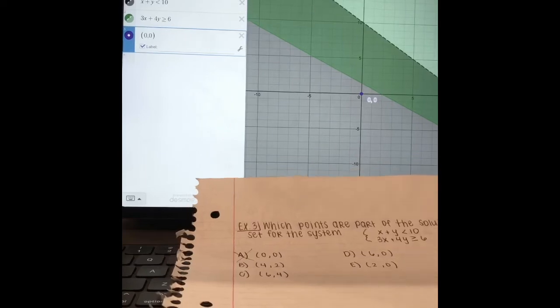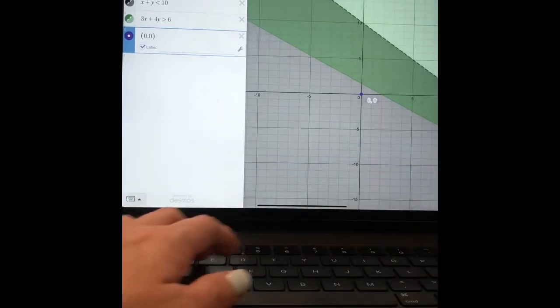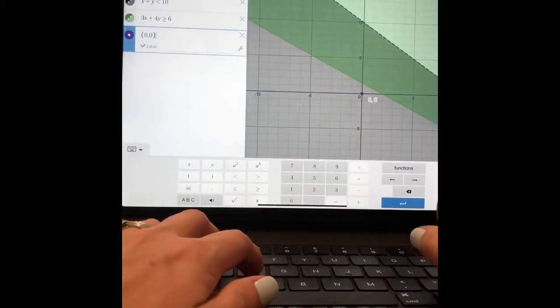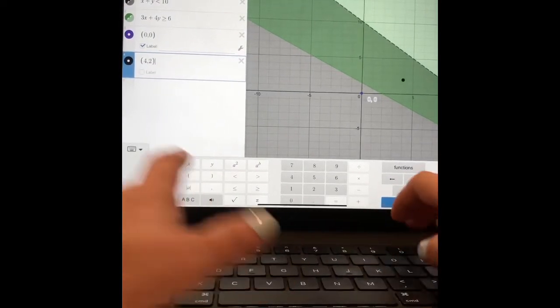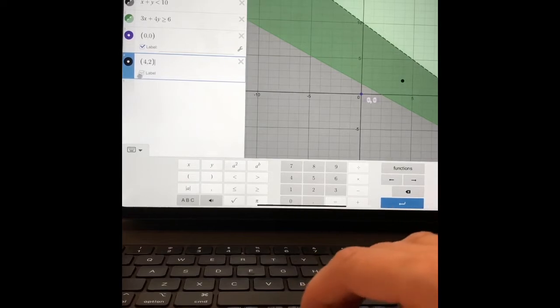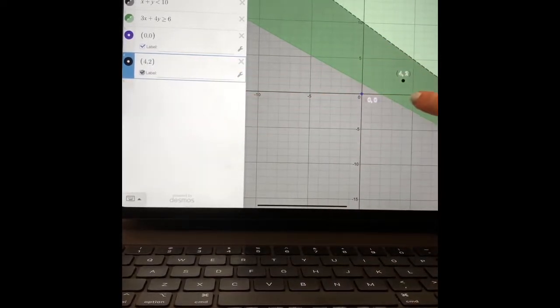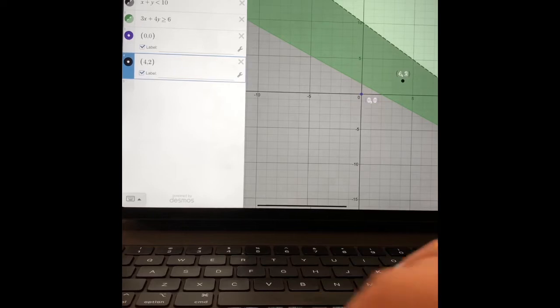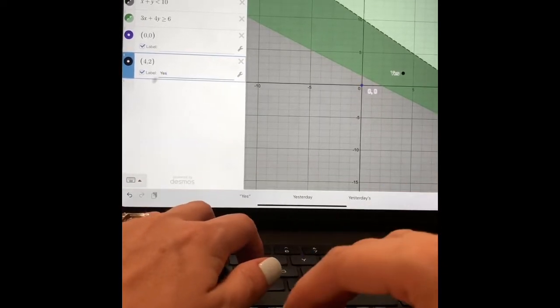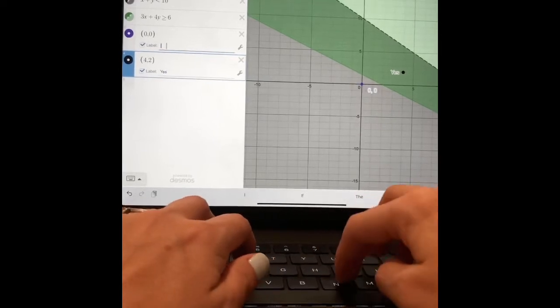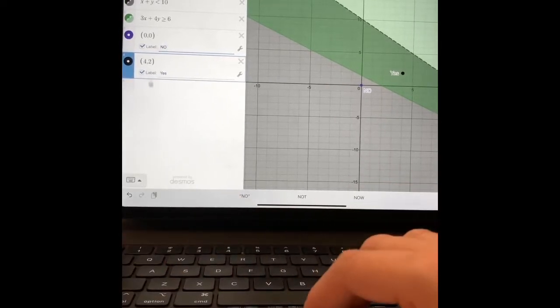Our next one is 4, 2. And you can see it graphed it right here in black. So there's 4, 2. 4, 2 lies in the overlap shaded part. So 4, 2 checked out. Okay, this one is a yes. Let's label it with a yes. And we'll label this one with a no. Okay.